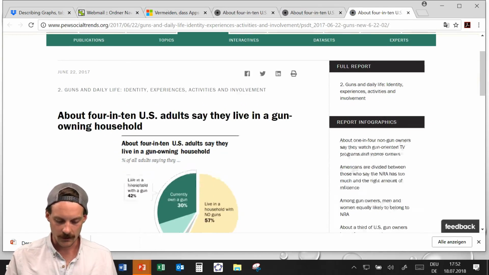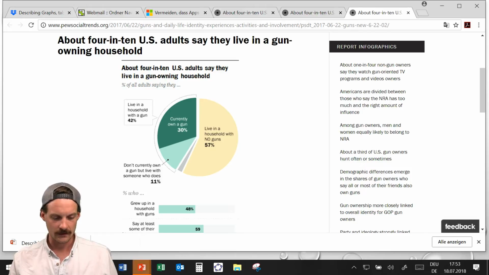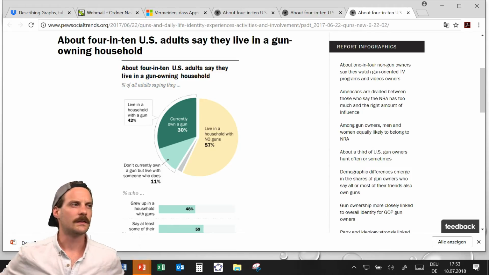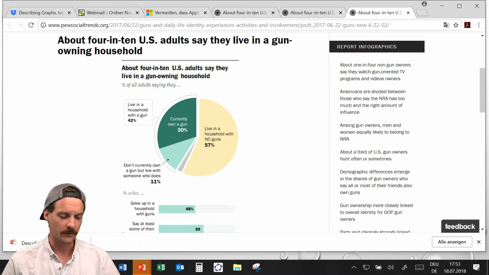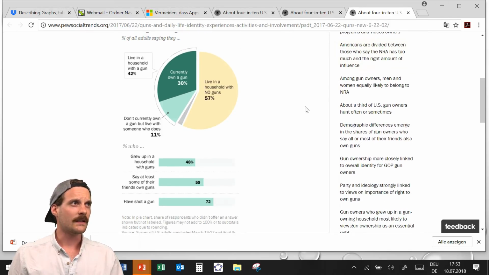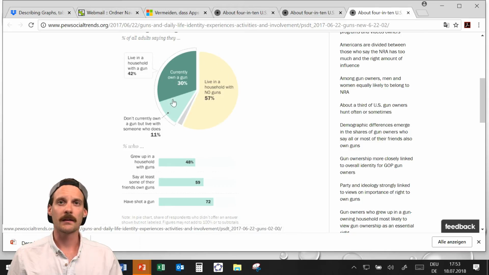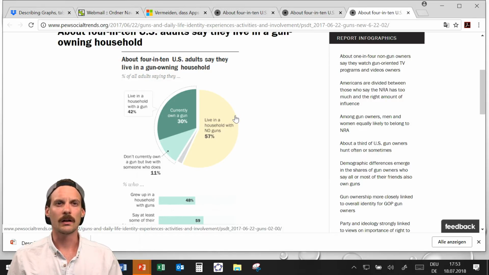So that's actually statistics. You can really see from the Pew Research site, which is basically a statistics website, and that statistics is about gun owning households in the US. And of course, here you can see in this case the statistics is depicted by a pie chart and a bar graph. And sometimes you encounter, of course, a line graph, or a line graph with more than one graph in it.